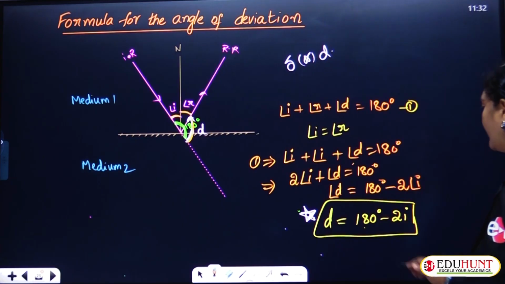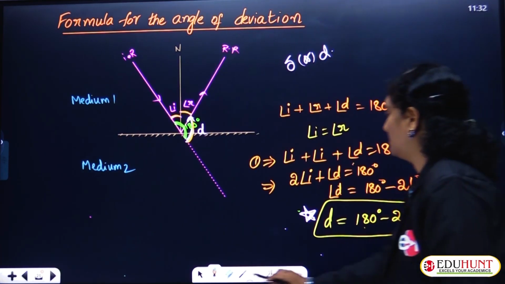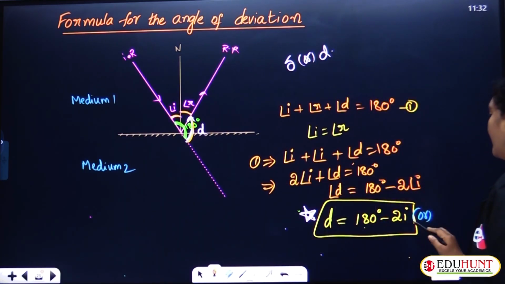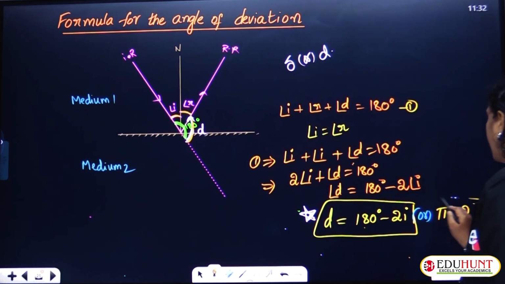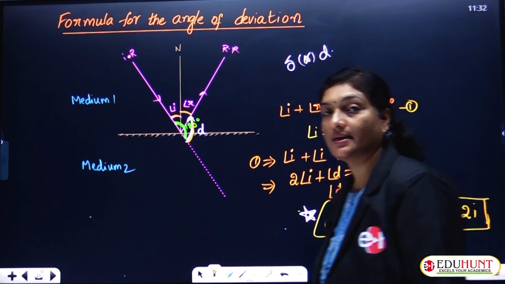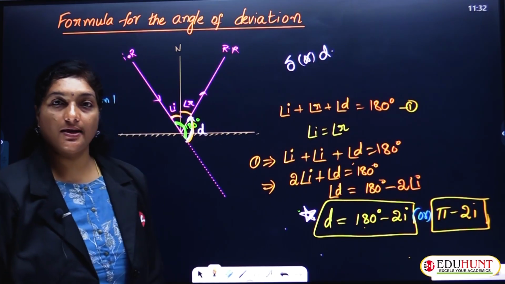Okay. This 180 can also be written as, instead of 180, we can replace the same with pi. So, pi minus 2I. Sometimes it can be written as pi minus 2I. 90 can be written as pi by 2, 180 is pi, and 360 as 2 pi.